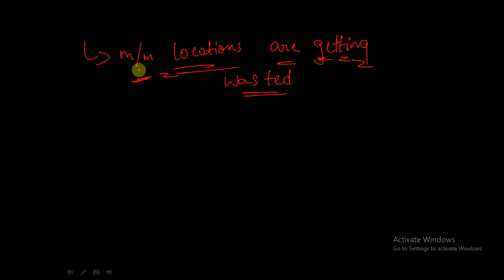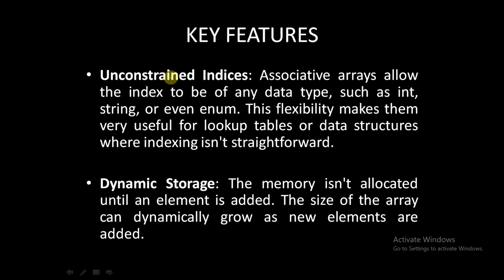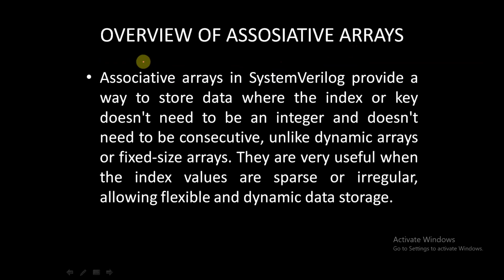So to avoid that, we are going to discuss associative arrays. Now we are going to see how associative arrays help us manage our memory efficiently. Associative arrays in SystemVerilog provide a way to store data where the index or the key doesn't need to be an integer and doesn't need to be consecutive. Unlike dynamic arrays or fixed size arrays, they are very useful when the index values are sparse or irregular, allowing flexible and dynamic data storage. So this is the definition of associative arrays.